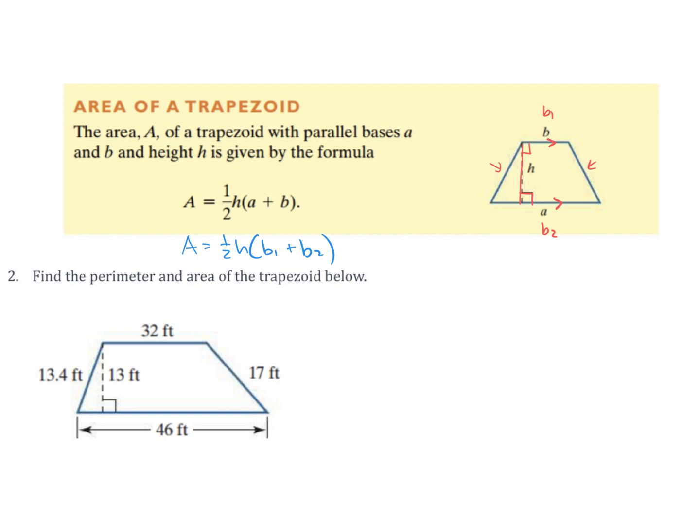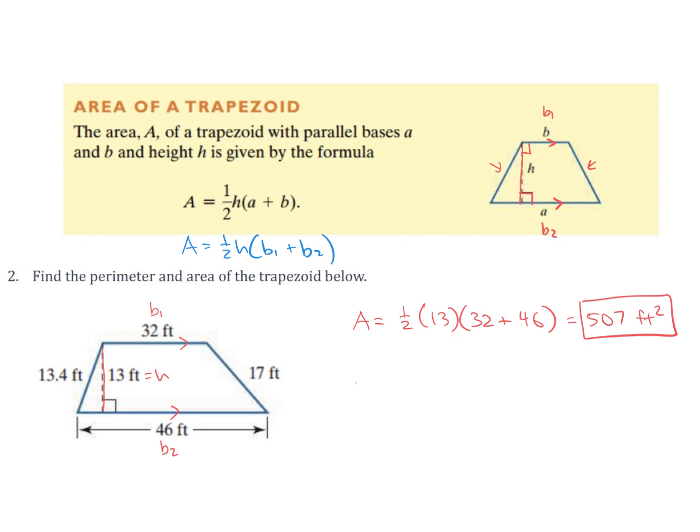So in this trapezoid, starting off with the area, I'm going to do 1/2 times the height, which is 13. That would be the height. Times the sum of the bases, B1 and B2, or you could call them A and B, whatever you like. And so it's the two parallel sides. I add them together inside parentheses, 32 plus 46. And then we just plug that in our calculator and we get 507, its area, so square feet.